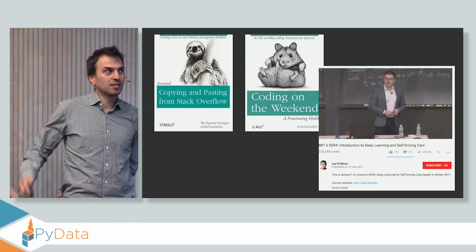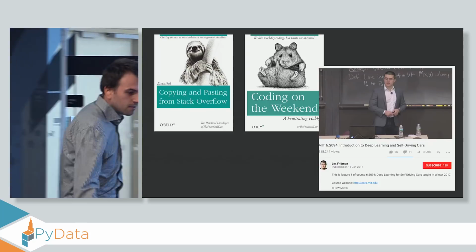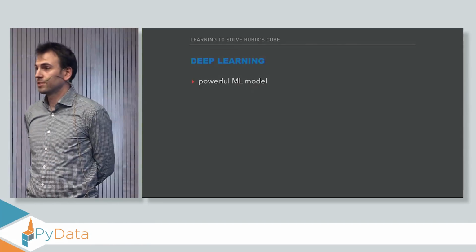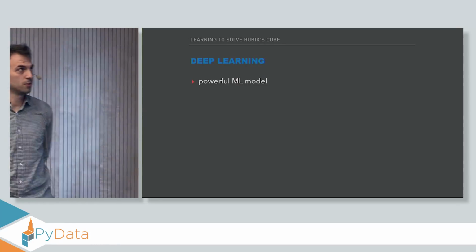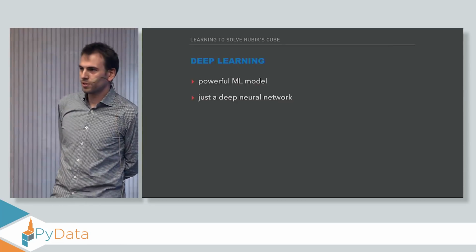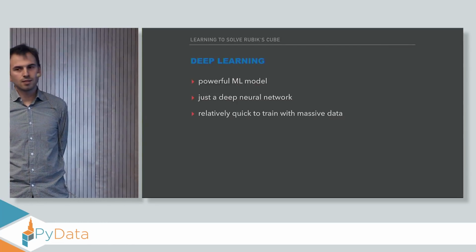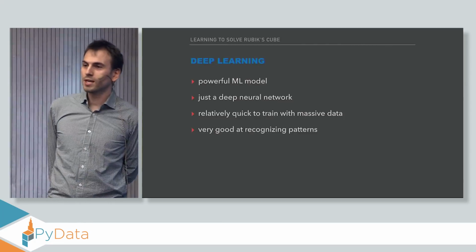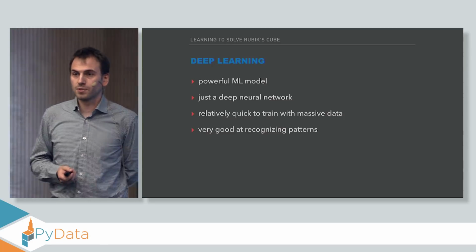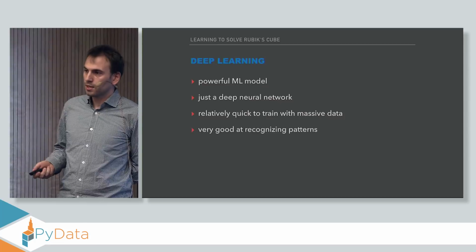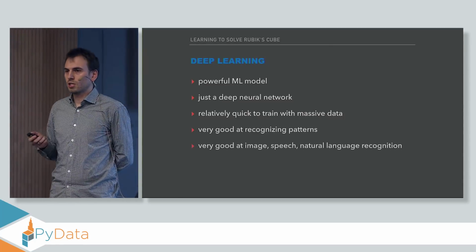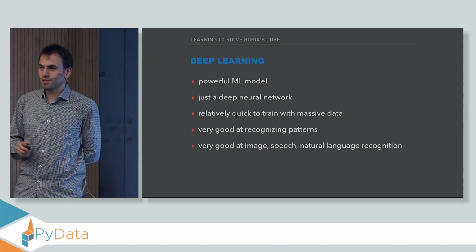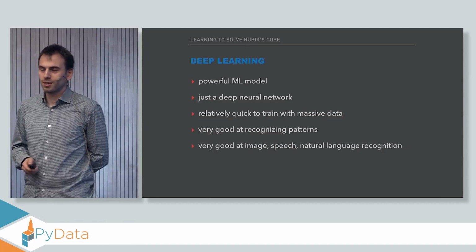But then, what is deep learning? It's a kind of powerful machine learning model that can approximate almost every function, almost. Inside, it's just a deep neural network, and it's good at recognizing patterns. It's relatively quick to teach the model with massive amounts of data. This is what makes it very efficient for speech recognition, natural language processing, and image recognition especially. Okay, that's all about deep learning, because I think a third of this conference is about deep learning, so that's all you need to know.